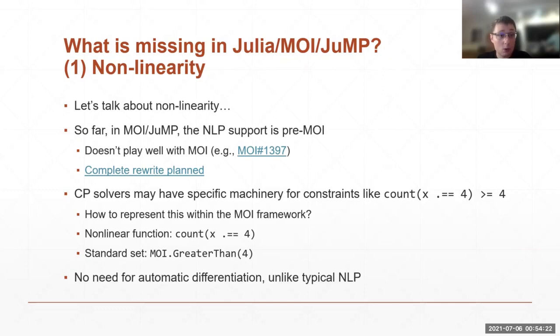CP solvers really require some kind of nonlinearity because they may have some specific machinery for constraining, like counting the number of 4s in an array and ensuring that this number is at least some lower bound, such as 4. But how could you represent this within the MOI framework? You could say that the count, the number of 4s in the array, is a nonlinear function, which you constrain to be in some standard set. There's quite a huge difference with other NLP needs, because you don't have automatic differentiation for CP solvers. You don't need to compute gradients in this case.